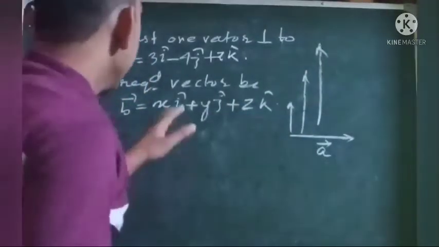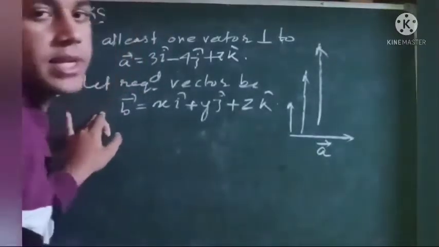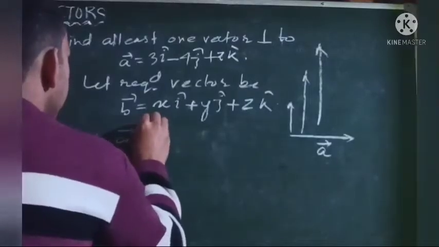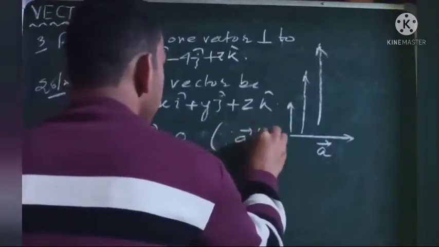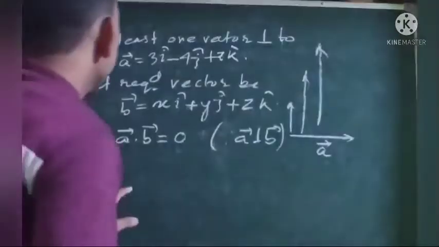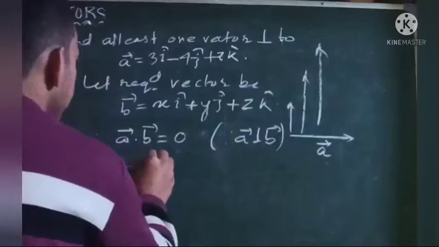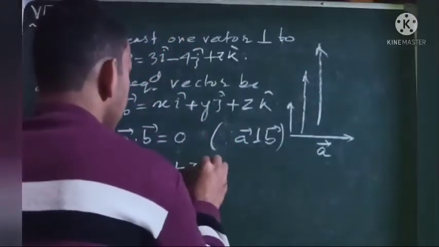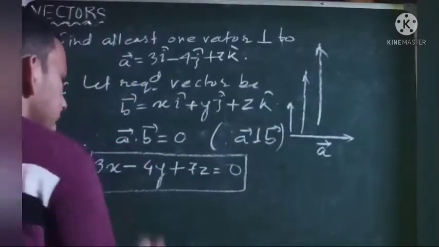Now we know that if these two vectors are perpendicular, then their dot product, or scalar product, is going to be 0. Therefore, A vector dot B vector is equal to 0, since A vector is perpendicular to B vector. Therefore, here we are getting 3x minus 4y plus 7z is equal to 0. We are getting this as the only condition.